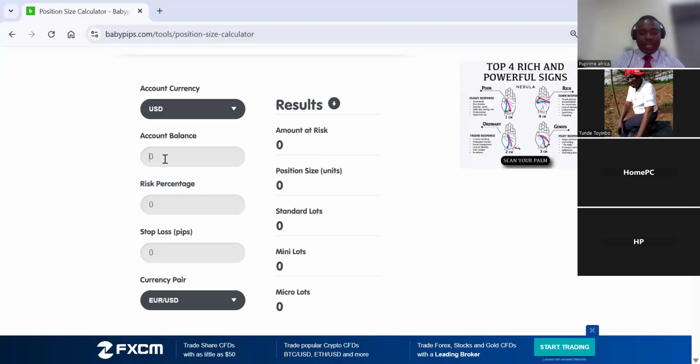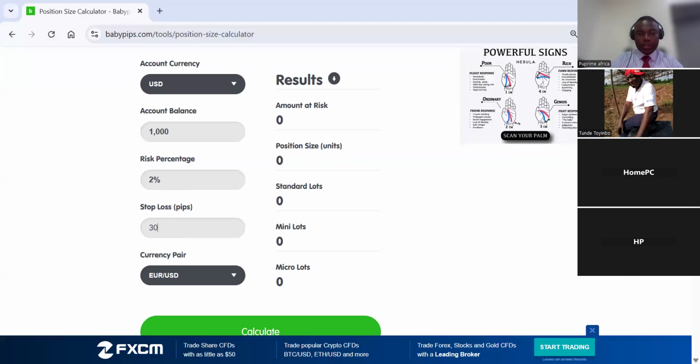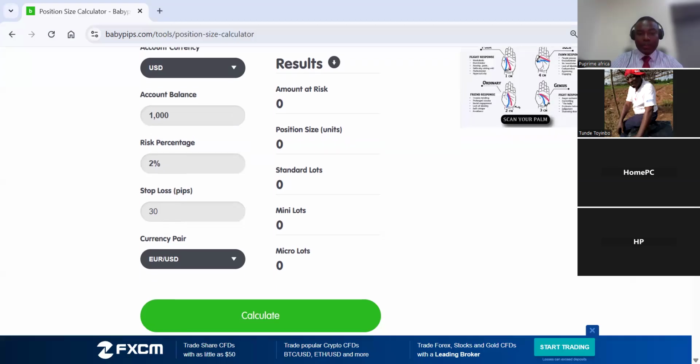So let's start. Let's assume we have an account size of $1,000, that's account balance of $1,000, and we're risking just 2% of that account per trade. Remember in the last class, I said that professionally, you're not expected to risk more than 2% of your equity per trade. Now let's assume we're doing day trading and we're risking just 30 pips on each trade. So we're going to click the calculate button. Now you can see under the results menu, everything is just 0000 all through. So we don't have any data there yet.